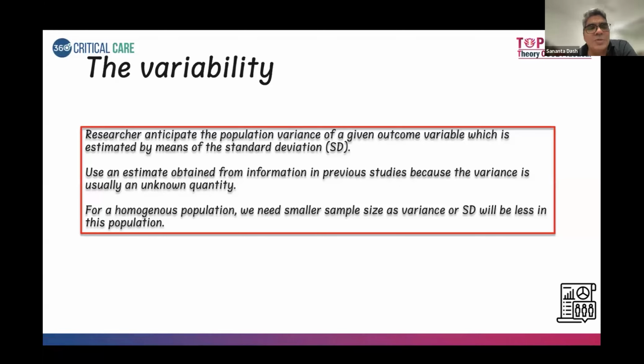For a homogeneous population, we need a smaller sample size as the variance or standard deviation will be less in this population. If the parameters are distributed normally in the population, a smaller variance is accepted and preferable, because you know that the population is very homogeneous and the outcome will be homogeneous. In that case, your variance will be small.